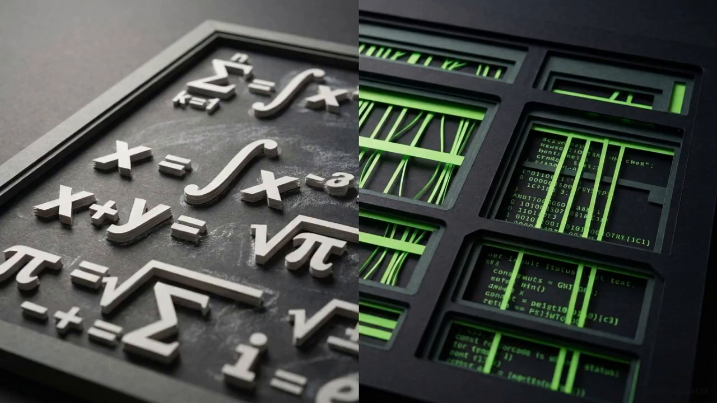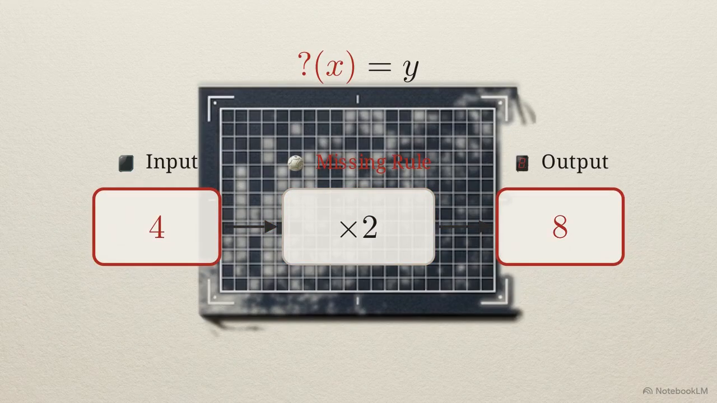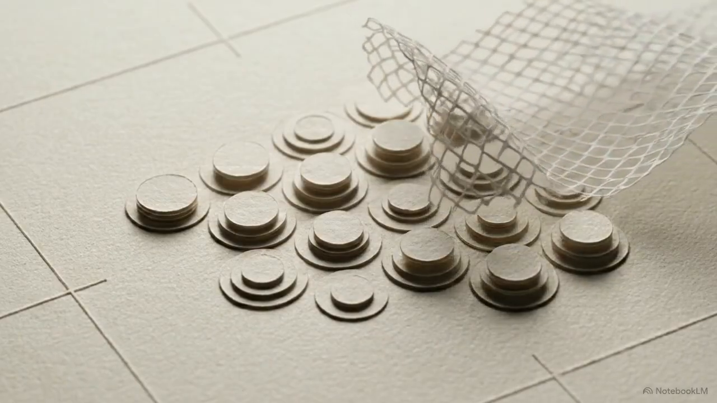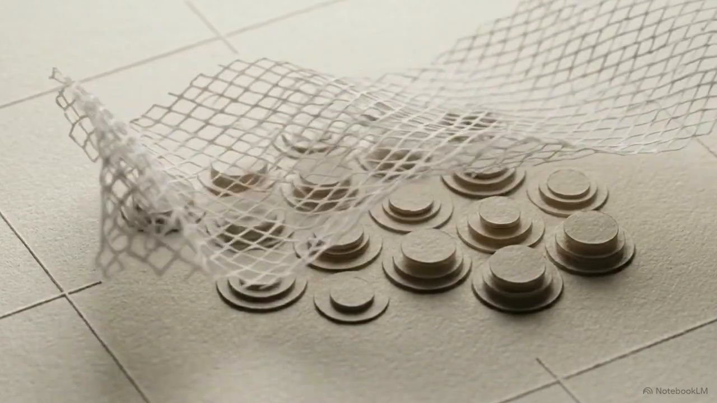To understand how it works, we have to look at the difference between traditional math and machine learning. In a standard equation, you have a known rule, like multiply by 2. You plug in your input, and the equation gives you the answer. In machine learning, we have the inputs and the desired answers, but we don't have the rule. The machine is essentially blind, trying to find a mathematical function that explains how the data it's seeing actually connects.